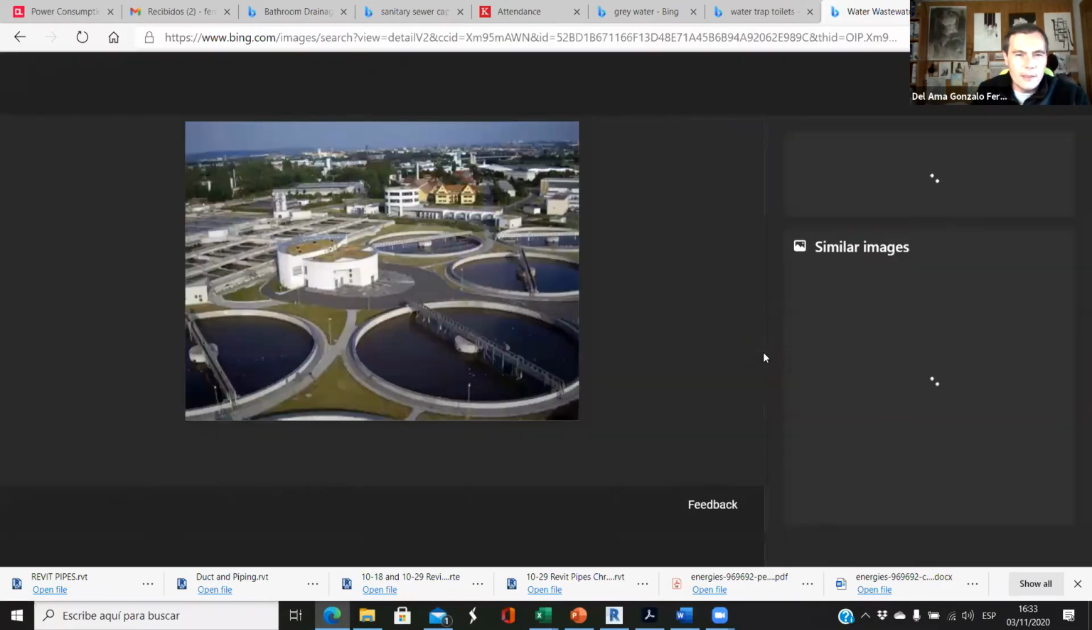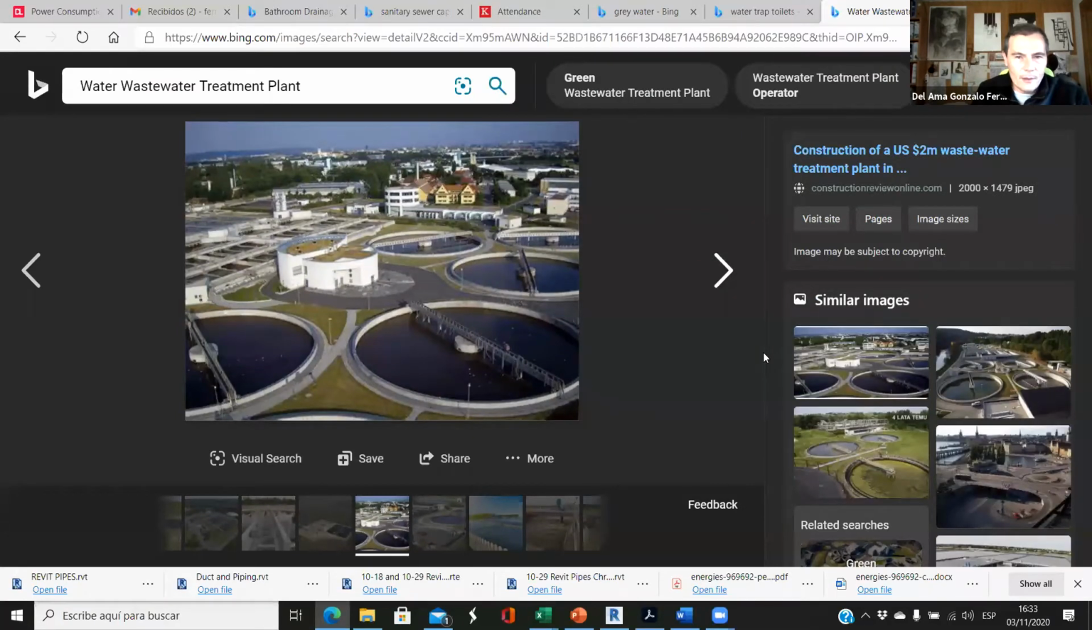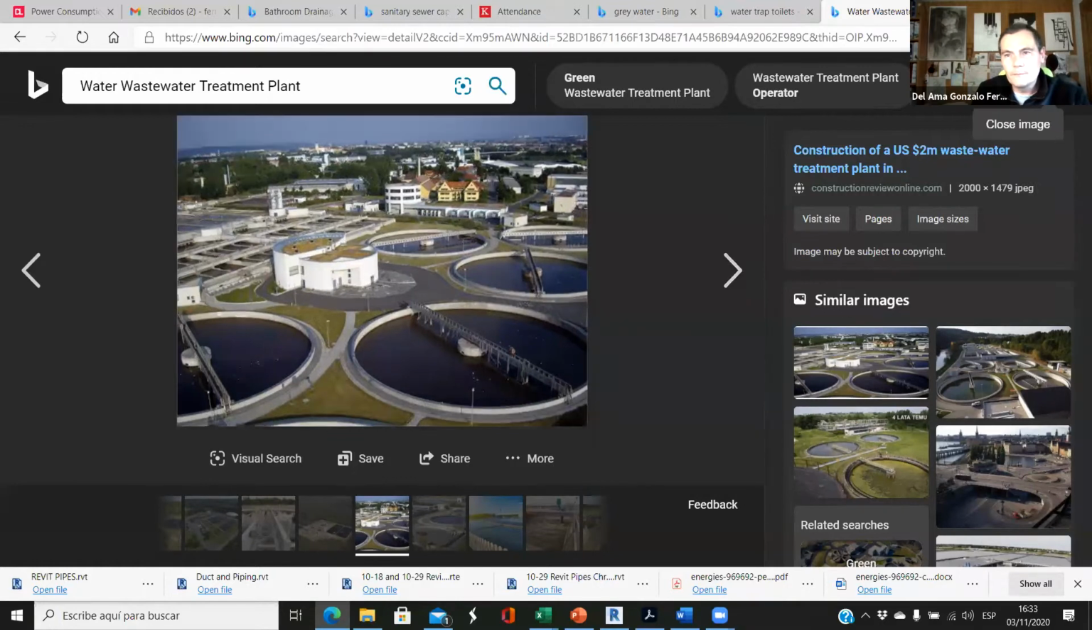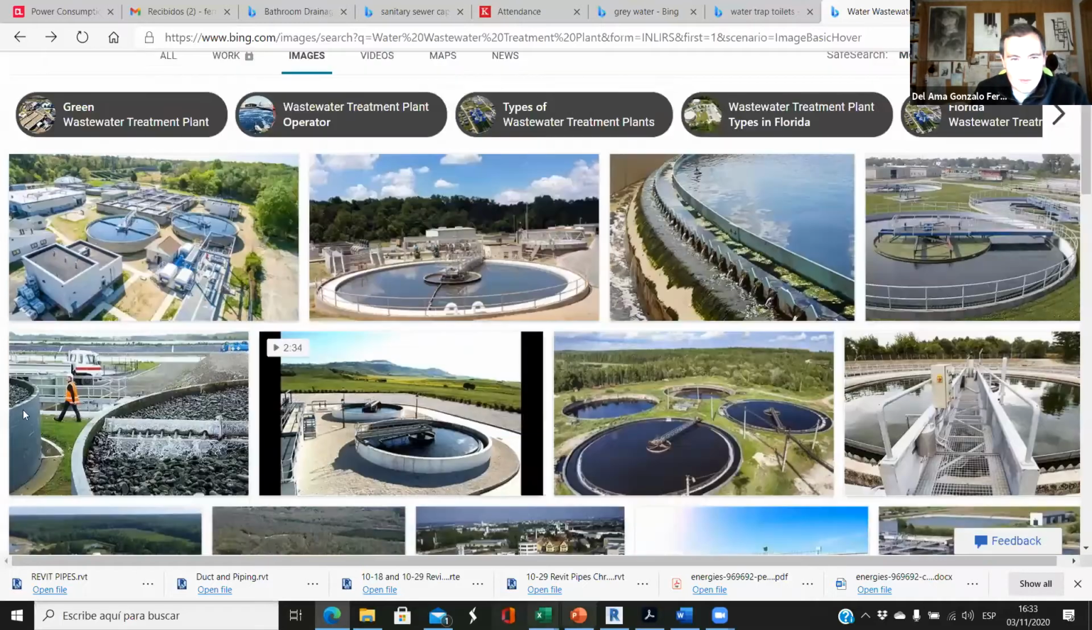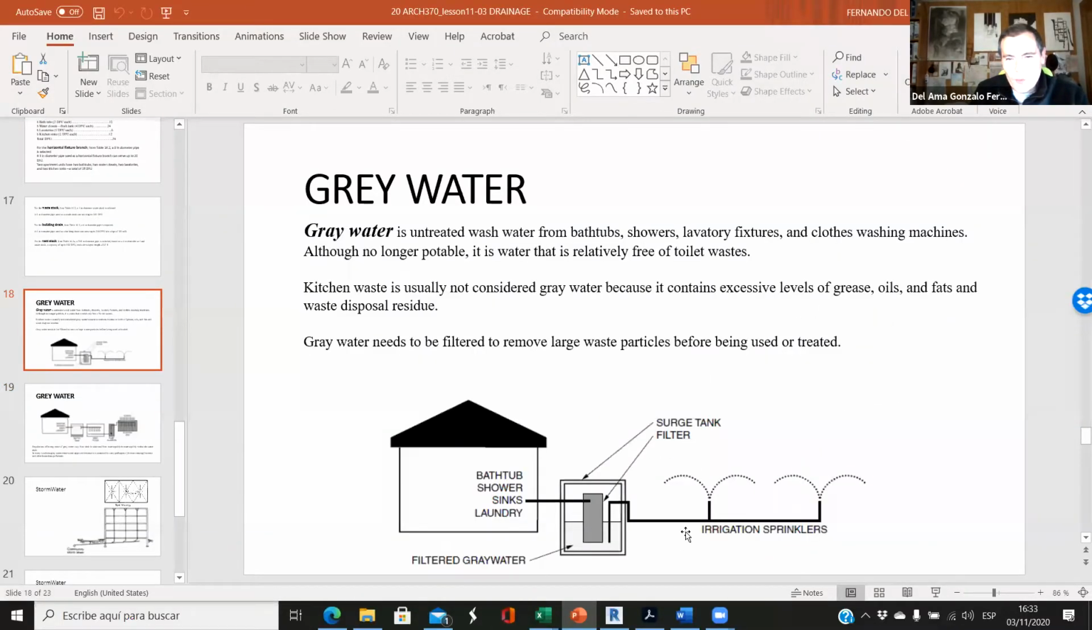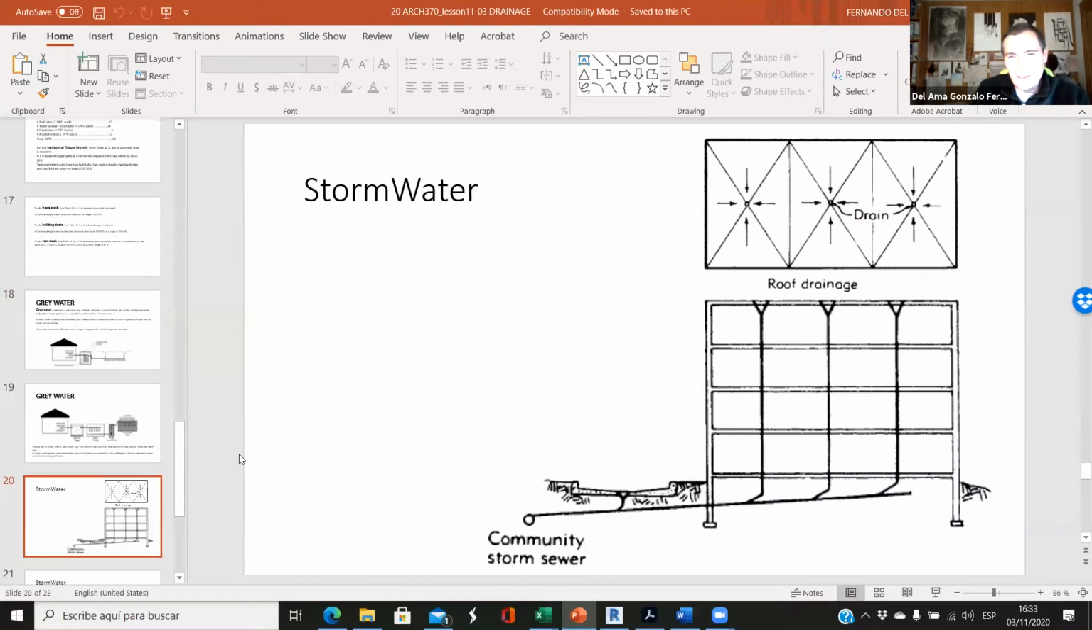Anyway, those are industrial facilities, and there is no point in having something like that in our building. But at least small devices to turn this gray water into something that can be used for irrigation, I think it's a good option. And then, especially when we have flat roofs, we need drains. Okay, so this is something that we have to take into account.